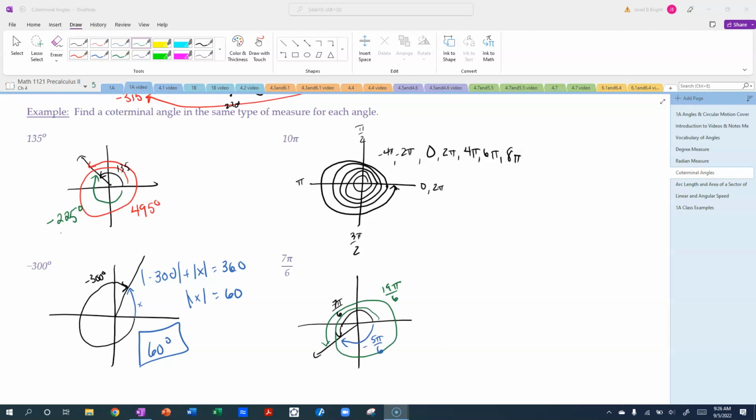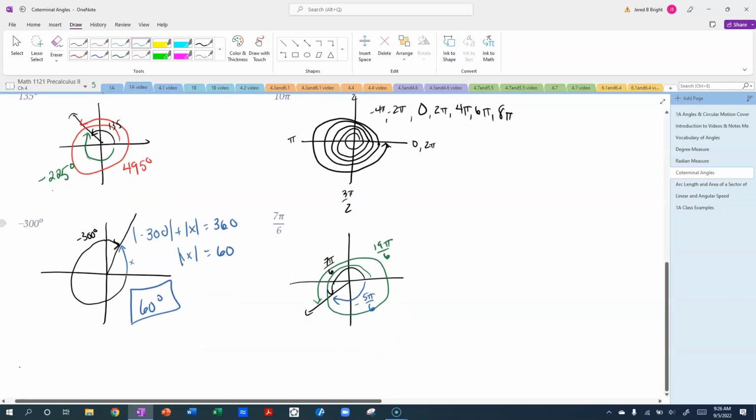Here are the answers that I have, and I did a couple of them in case you approach things a little differently. If you went the negative route of going clockwise for the first one, it'd be negative 225. If you just added 360, going around a circle and coming back, it'd be 495. Similarly, for the 7 pi over 6 example, if you went clockwise, that'd be negative 5 pi over 6. If you went around once and came back, you'd add 2 pi, so 12 pi over 6, to 7 pi over 6, and you'd get 19 pi over 6.